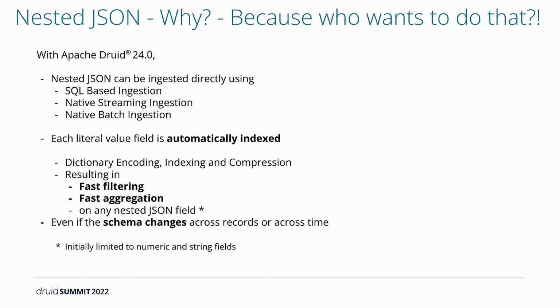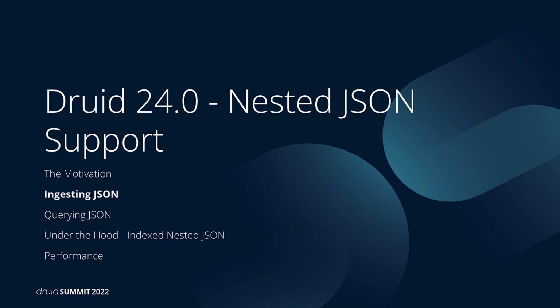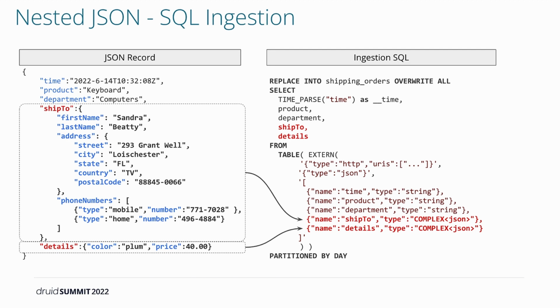So even if schema changes across records or across time, this kind of ingestion will automatically deal with it. So let's talk about that ingestion, right? How do we ingest the JSON? It's actually also quite simple.